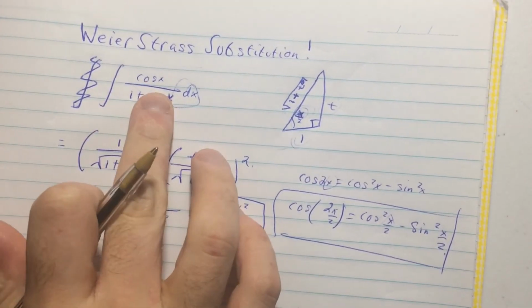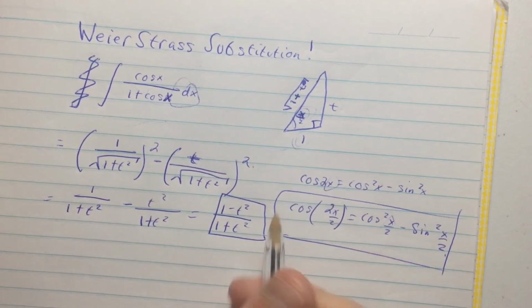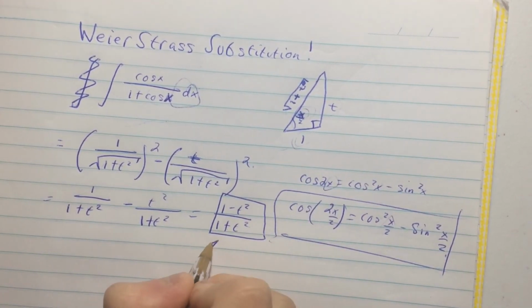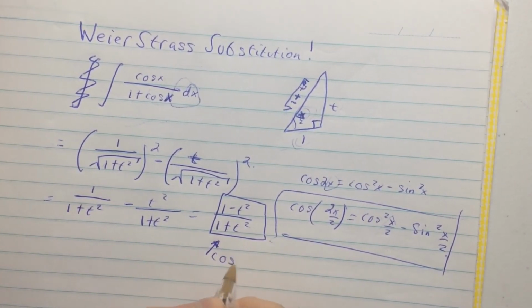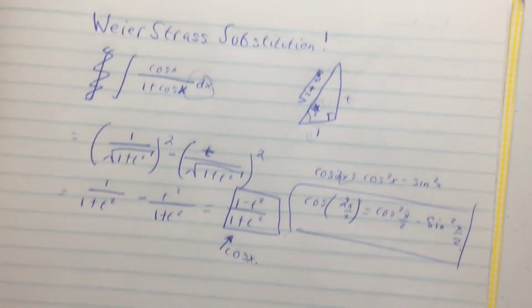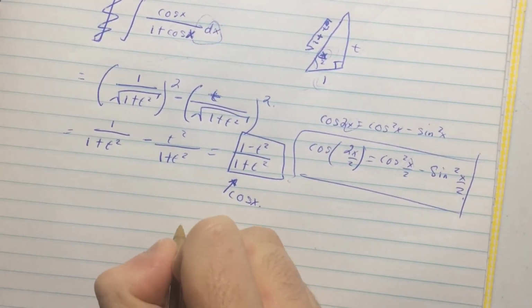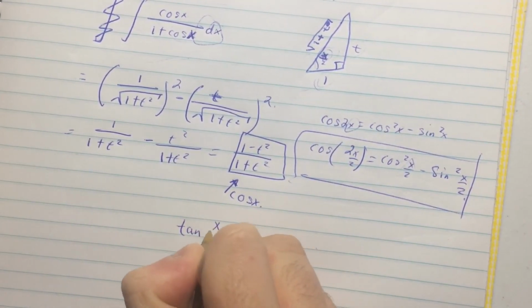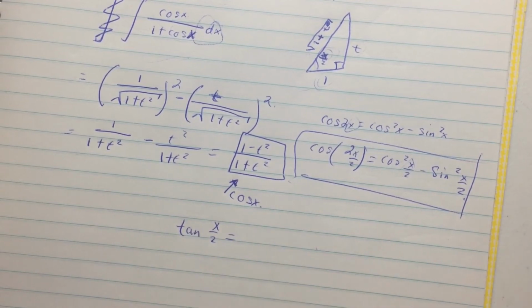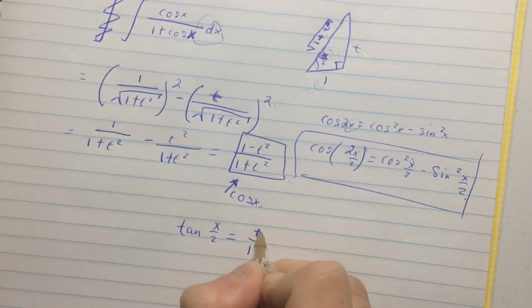So the idea is, I'm turning this cosine of x to the first power into a polynomial of t, and I found out that my cosine of x value is right here. This is cosine of x. Now, before I conclude the video, I'm going to show you how to get dx. Well, think about it. What is the tangent of x over 2? That's just equal to the opposite over the adjacent, which is t over 1.